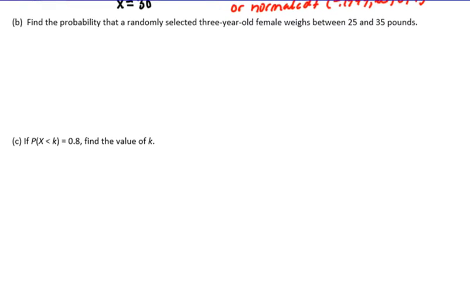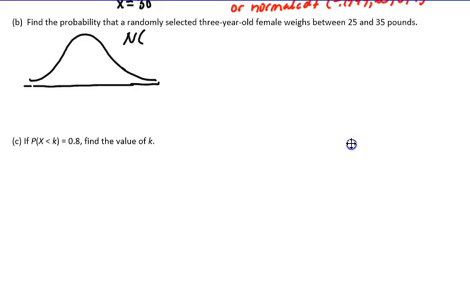Okay, find the probability that a randomly selected 3-year-old female weighs between 25 and 35 pounds. So I'm going to go through this one a little bit more quickly. So we have here, we always draw the normal model, always label it with the correct mean and standard deviation.